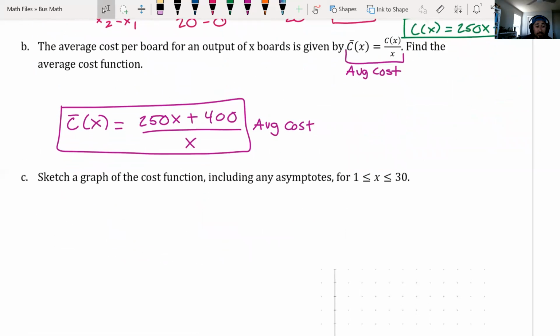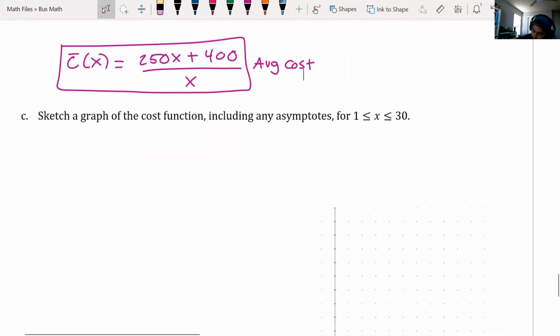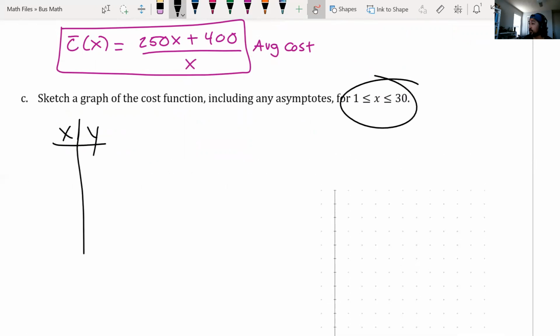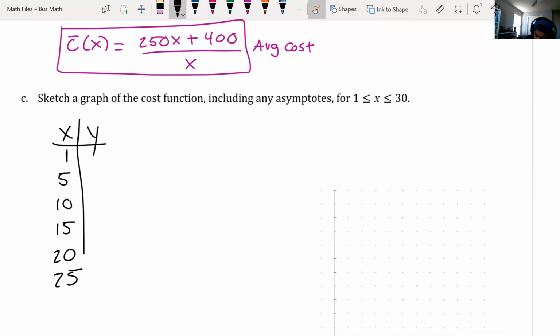Next, sketch a graph of the cost function, including any asymptotes for the X values 1 through 30. So here we're going to make an XY chart, and we're going to choose the values it's giving us. It's telling us what X values to choose. This says choose the X values 1 through 30. So I'm going to start at 1, but then I'm going to go by 5s: 5, 10, 15, 20, 25, 30.